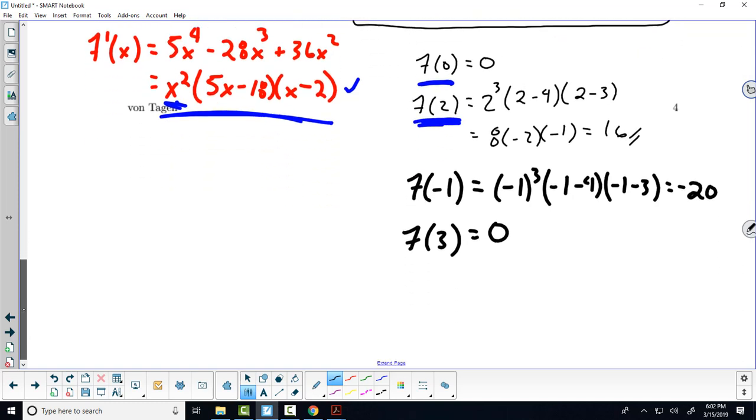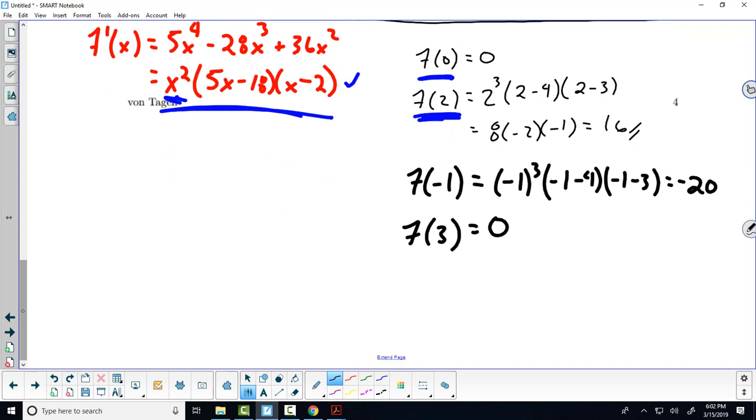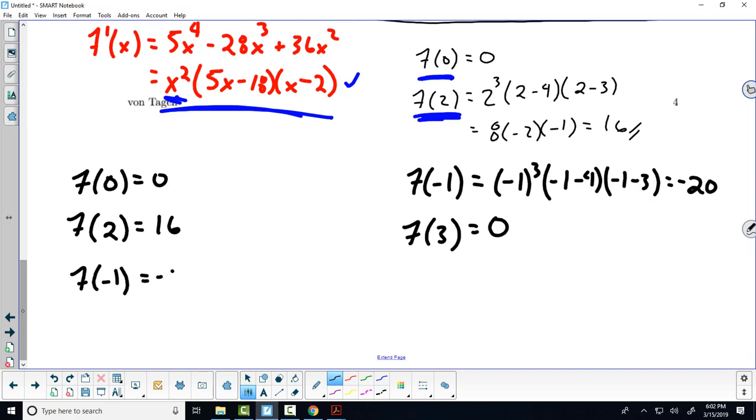Okay. So folks, that's a lot of work. Let's just summarize. We know that f of 0 was equal to 0. We know that f of 2 was equal to positive 16. We know that f of negative 1 was equal to negative 20. And we know that f of 3 is equal to 0. Okay? As a reminder, what are we trying to do? We're trying to find the global maximums and global minimums on this function. So we narrowed our list to a set of candidates.